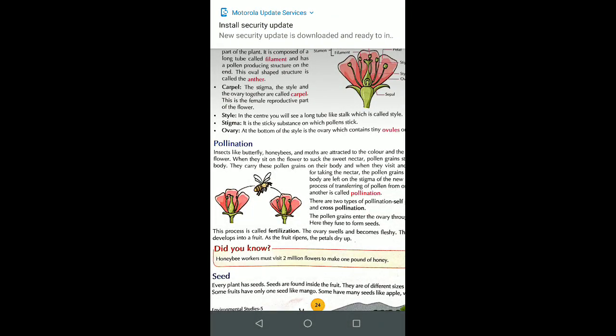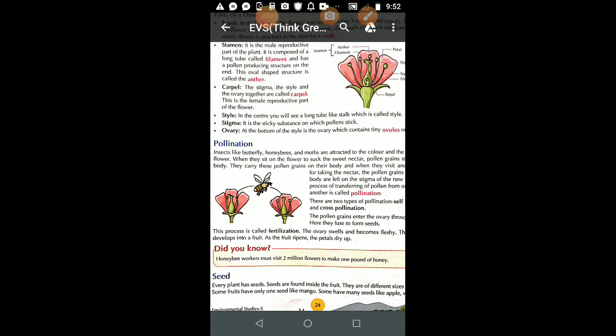Now student, the four main important parts of a flower, which you have already noted down in your rough copy also, are sepal, petal, stamen and carpels. The vegetative parts of the flower are sepal and petals, and the reproductive parts are stamen and carpel.